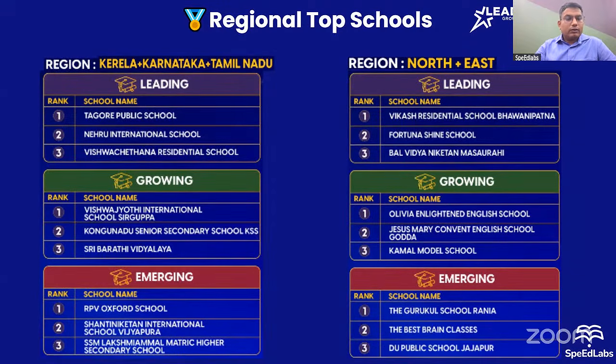If we go region-wise to Kerala, Karnataka, Tamil Nadu, we have Tagore School, Nehru and Vishwachetna. In the growing category, Vishwajyoti, Kongo Nadu and Sri Bharati. In the emerging category, we have RPV, Shanti Niketan, SS Lakshmi.